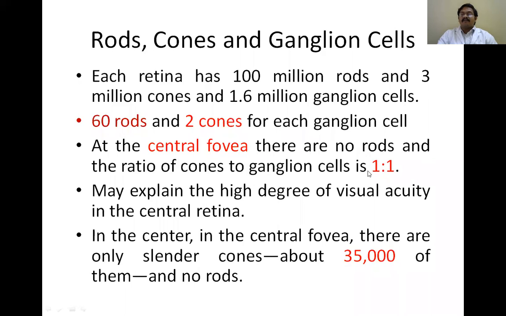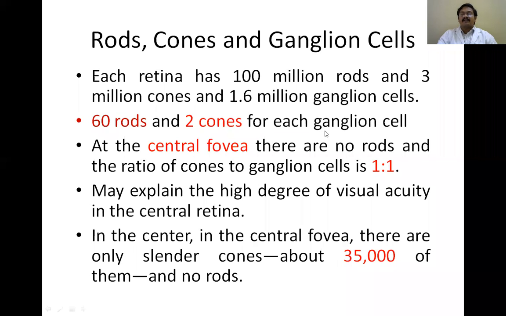In the central fovea, there are no rods. The ratio of cones to ganglion cells is 1:1.